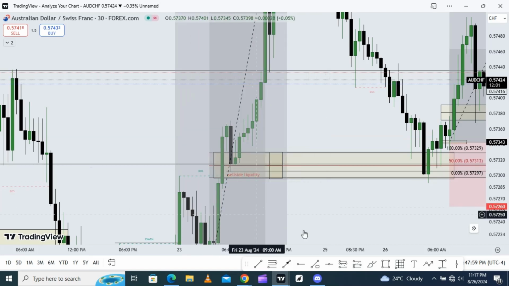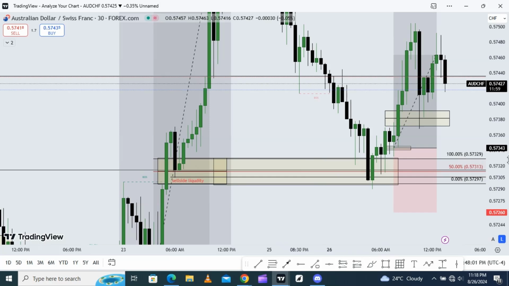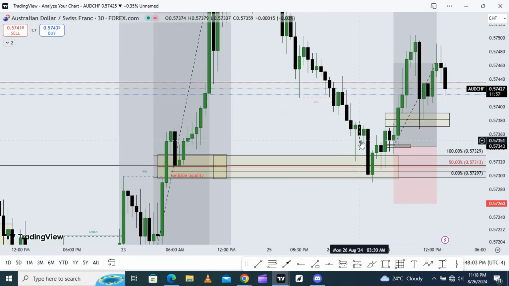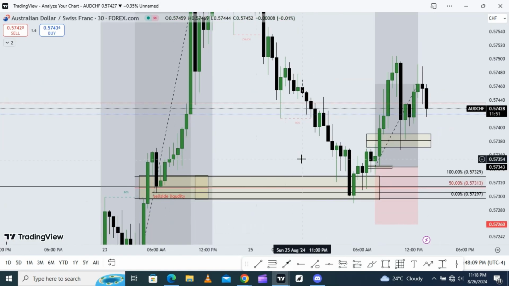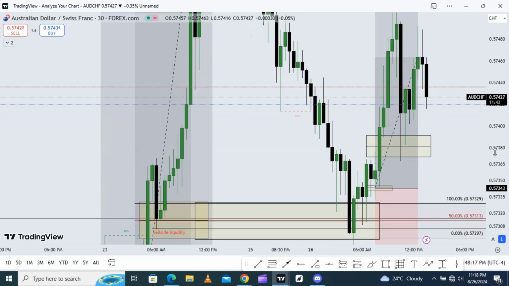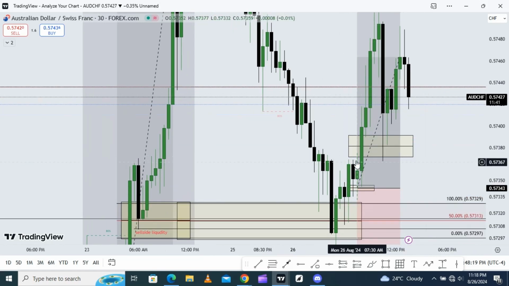What did market do? Market came up to this level and broke the what? Sell side liquidity. But whenever you see a setup like that, don't enter. Wait for market to give you some confirmation like this. After market breaks the level, go back to your smaller time frame to get confirmation.